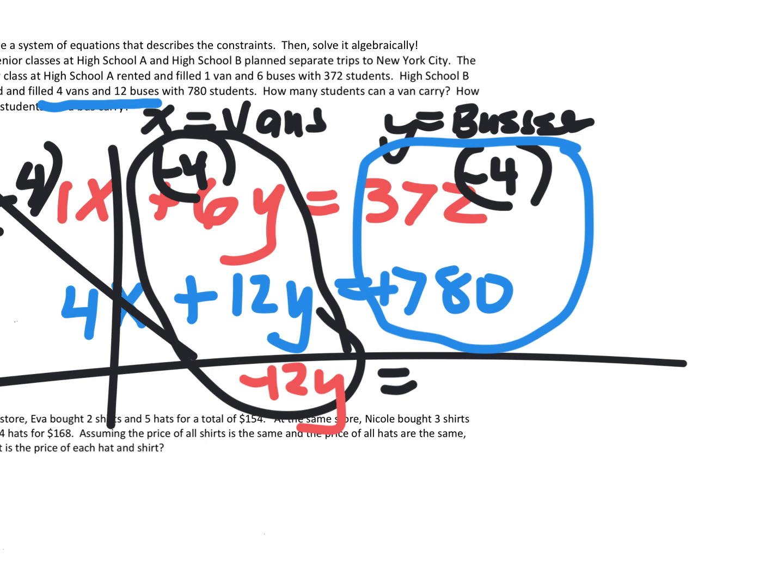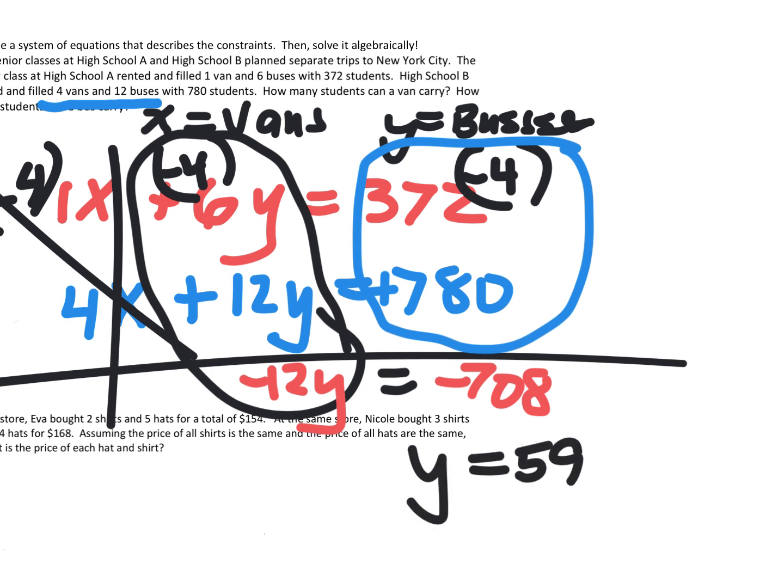What is 372 times 4? Hold on. 1488, but it's negative. What is negative 1488 plus 780? Negative 708. Did you get that? Yep. Awesome. Now I'm going to have to divide both sides by 12, and I bet it works. What is 708 divided by 12? 59.